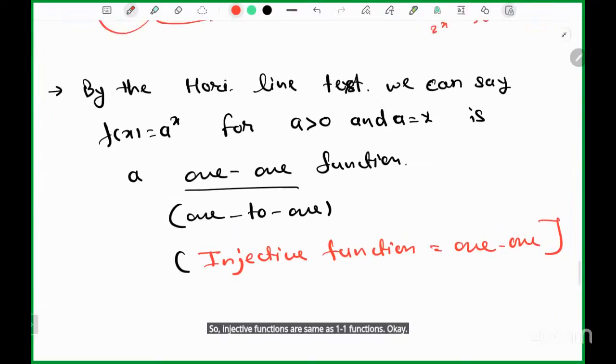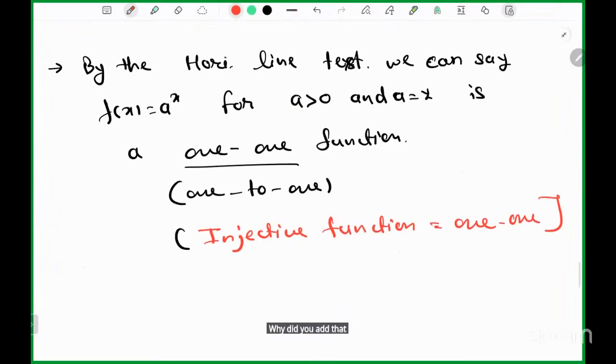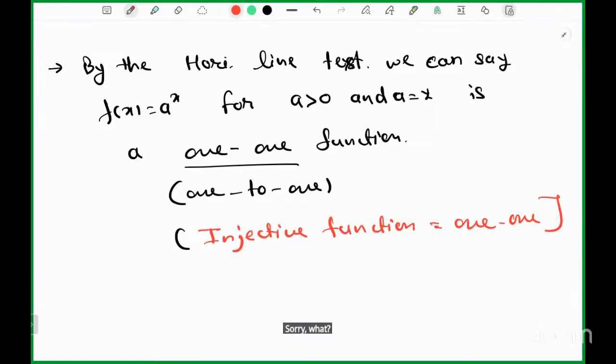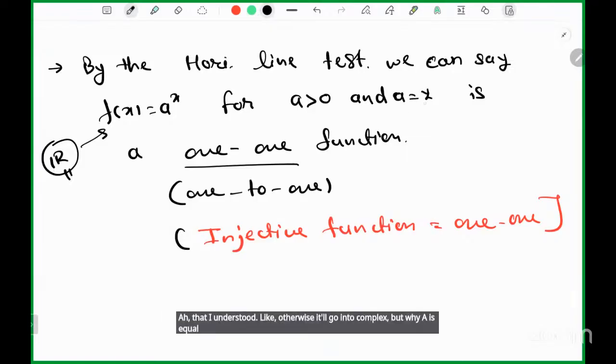Okay. So why did you add that clause for a greater than 0 and a is equal to 1? Because for these values only you will get a 1-1 function. Here I am considering the domain of this function to be the whole real number, otherwise it will go into complex. But why a equal to 1? You can say a greater than 0.